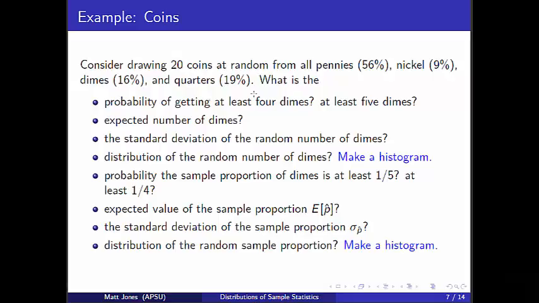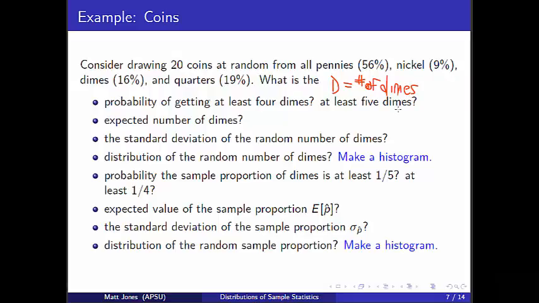What's the probability of getting at least 4 dimes or at least 5 dimes? Well, to kick this off, I'm going to think about, what's my random variable here? This is really the first step. The crucial step here is to be thinking about what your random variable is. Let's let D denote the number of dimes that you observe in your sample of 20 coins.